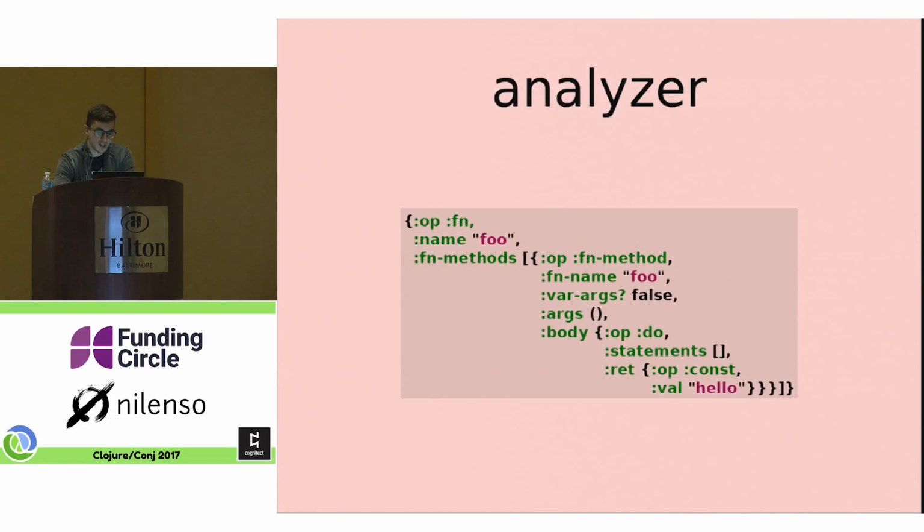And so this is what the AST kind of looks like for that same expression that I've shown you before. And if you've ever looked at tools.analyzer or the ClojureScript compiler, you're going to see that the AST format is exactly the same. And this is going to be important later.